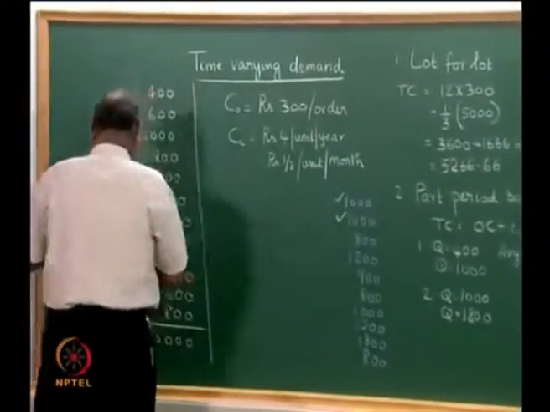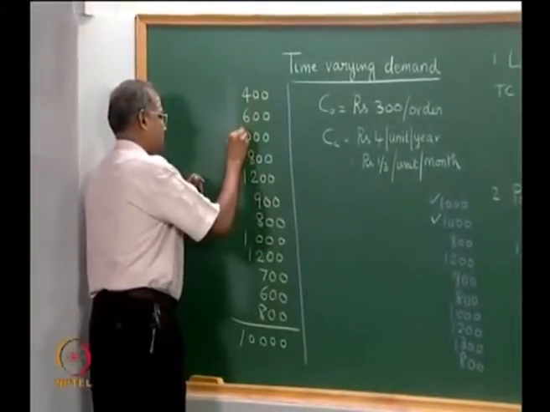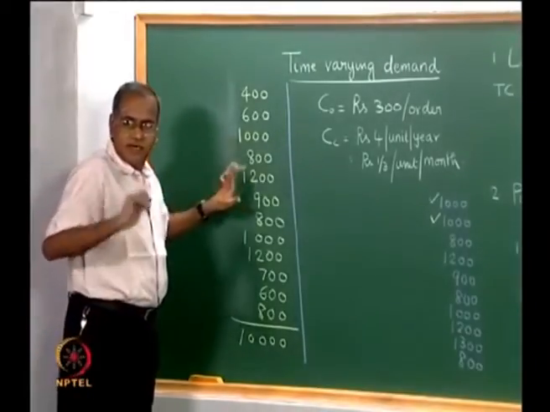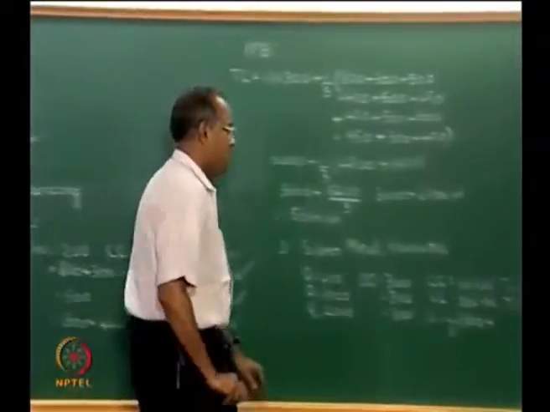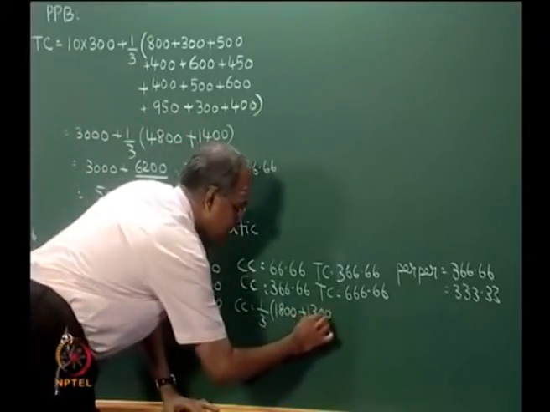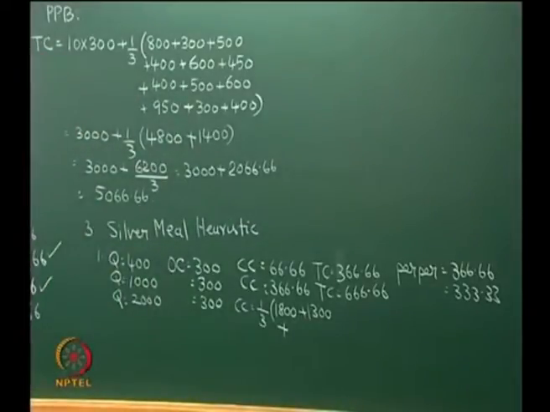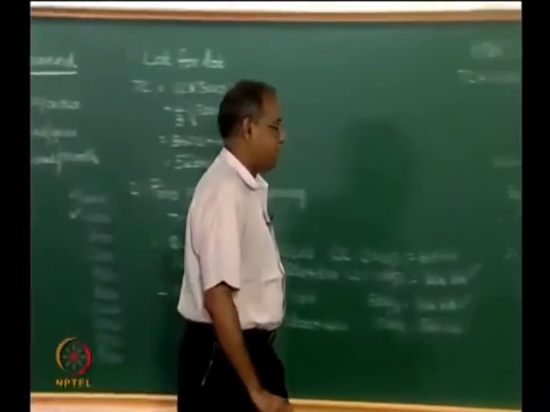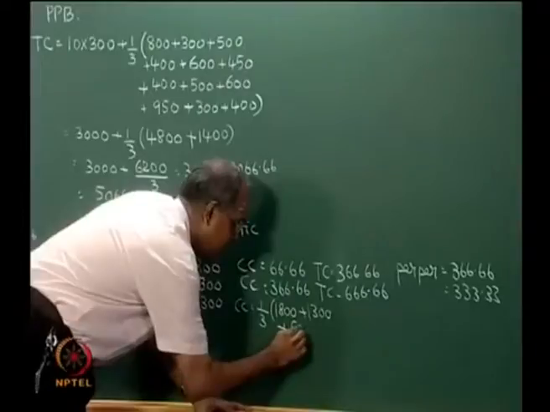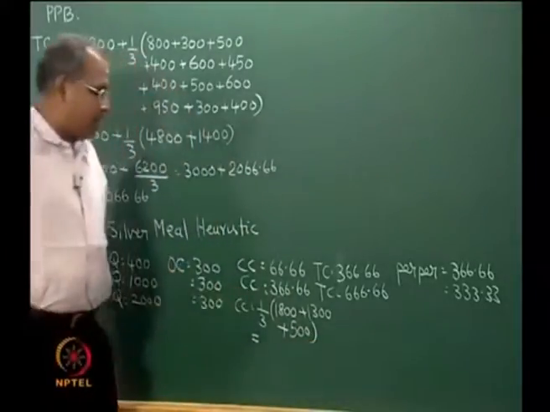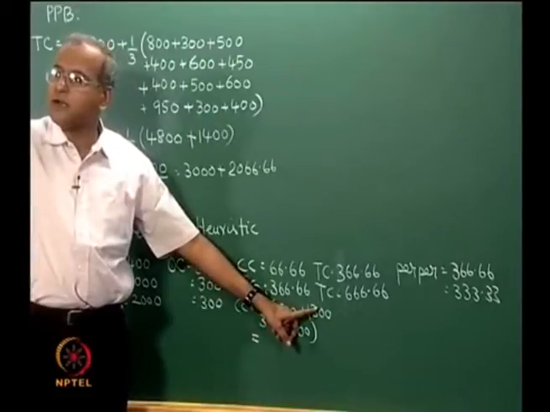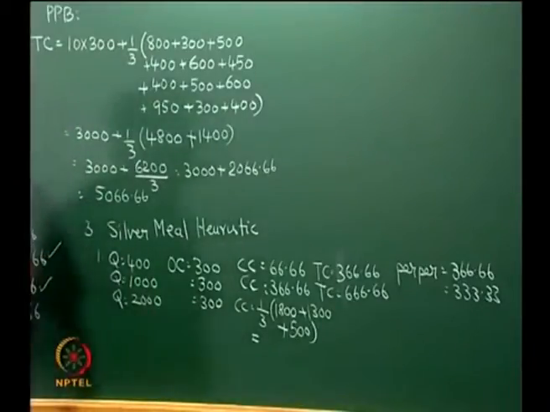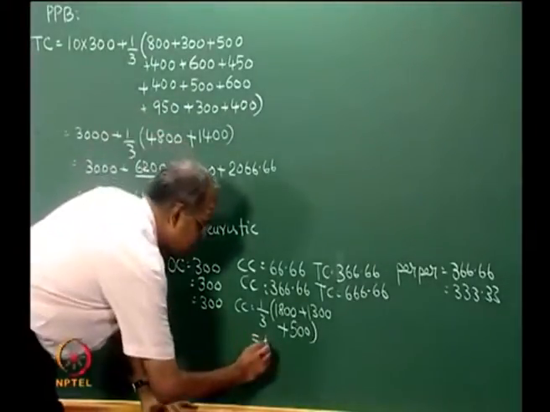Second month we begin with 1600 and end with 1000. So, 2600 divided by 2 is 1300. Third month we would begin with 1000 and end with 0. So, average inventory will be 500. So, this alone will be 1800 plus 1300 is 3100, 3100 plus 500 is 3600, 3600 divided by 3 is 1200.